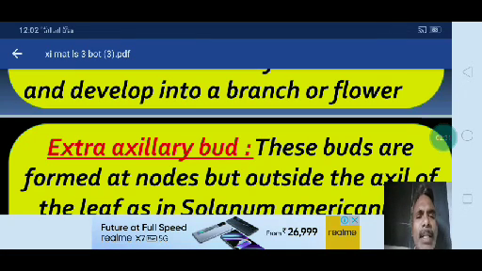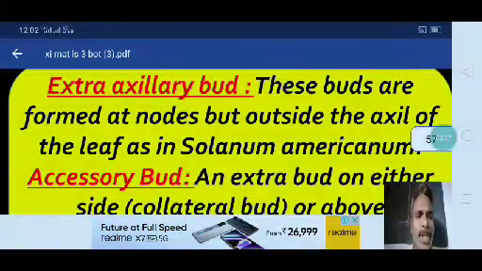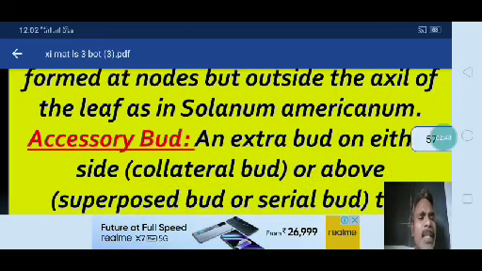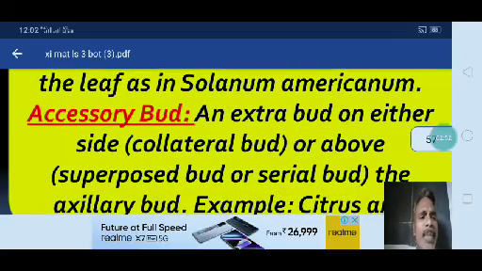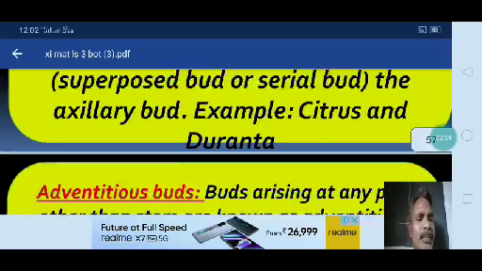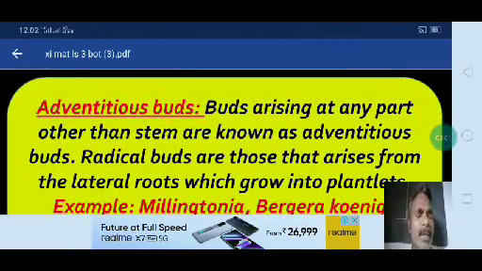Then apart from that, there are extra axillary buds also. These buds are formed at the node region but outside the axil of the leaf, as in Solanum americanum. The next one is accessory bud. Accessory buds are extra buds on either side of, or above, the axillary bud, called superposed or serial buds. Examples are citrus and duranta.